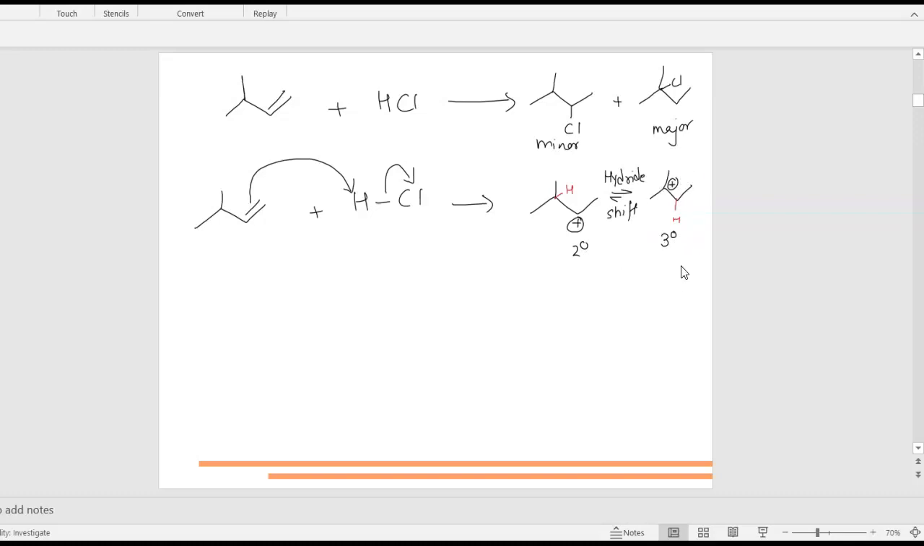So now the Cl minus is going to attack this position and give you this product. Okay, if the Cl minus attacks this position, then it gives this product. But since tertiary carbocations are more stable than secondary, this will become my major product. Okay, so hydride shifts are important. And so hydride shifts happen whenever possible to give a more stable carbocation.